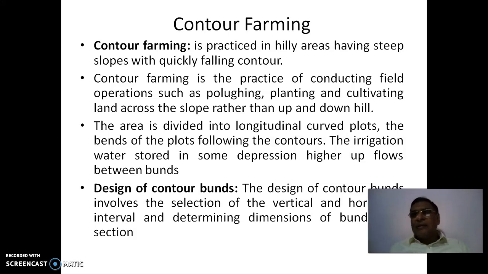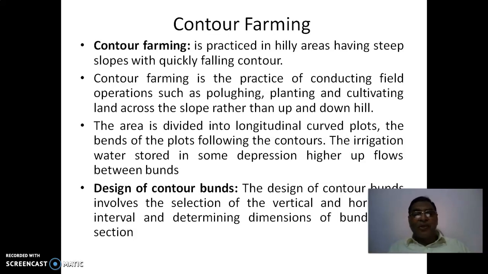It is the conducting of field operations such as ploughing, planting, and cultivating land across the slope rather than up and down hill. Each and every operation, including ploughing, planting, and cultivating, is carried out across the slope instead of going up and down the hill. The area is divided into longitudinal curved plots, the bends of the plots following the contours.